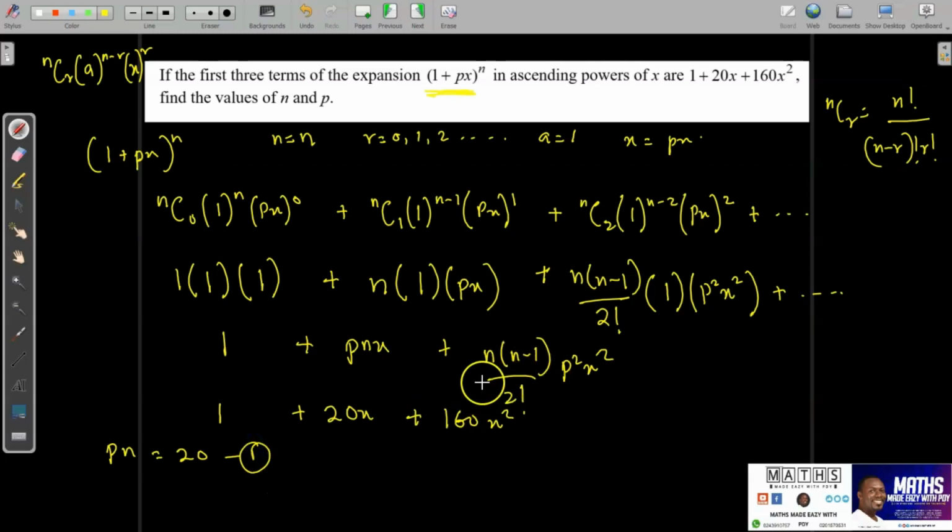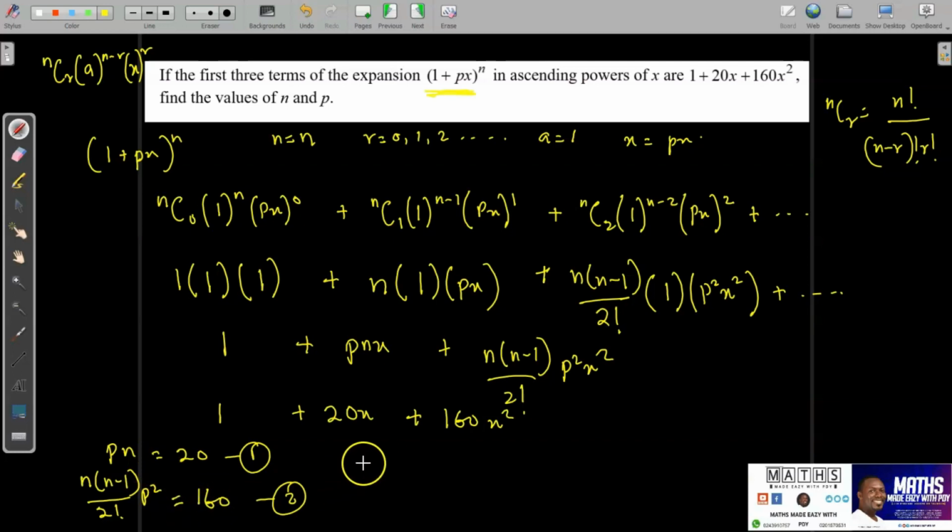Now, over here, what's the coefficient of x squared? It is n into bracket n minus 1 over 2 factorial, p squared. So that is the coefficient of x squared. And it must be compared to the coefficient of x squared, which is here as what number? 160. Good. So that is equation 2. So you solve the two equations simultaneously, then you get your answer to the question.